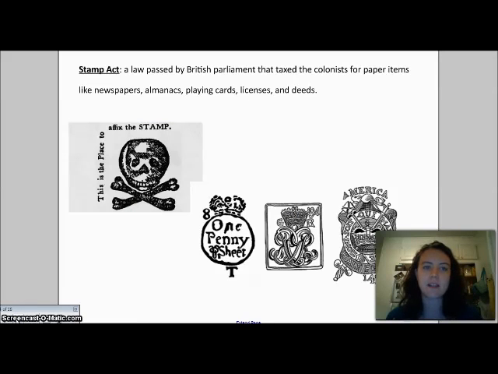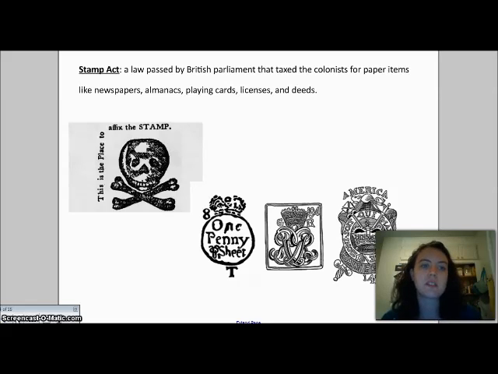Then we have the Stamp Act, which was a law that was passed by Parliament that taxed the colonists for their paper items like newspapers and almanacs, playing cards, licenses, and deeds. This was a tax that made the colonists very, very angry. They didn't like the Sugar Act, but when they put the Stamp Act on there as well, it really enraged them, and they were ending up with riots and things like that going on during this time.